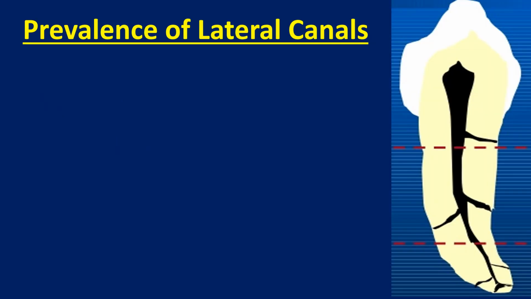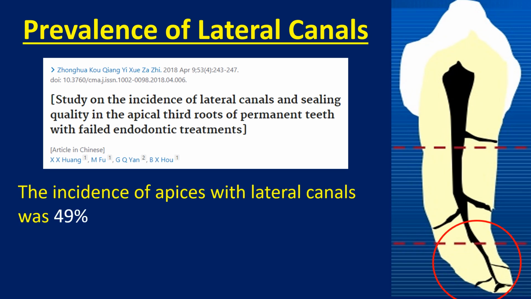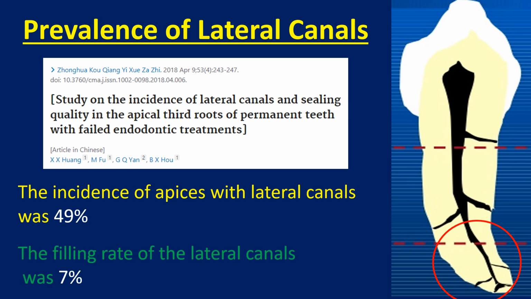The prevalence of the lateral canals was seen by Huang et al. He stated that in the apical region, the lateral canals are present in 49%. What is really alarming is that out of this 49%, only 7% were filled. So the rest were left untreated, uninstrumented, unirrigated, unobturated.